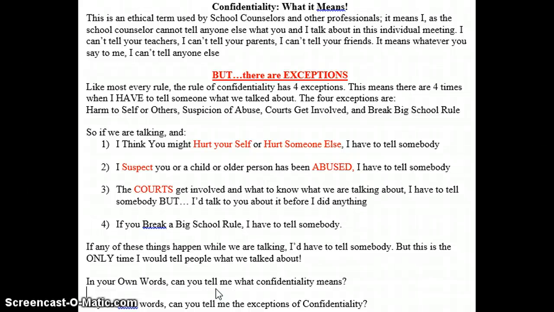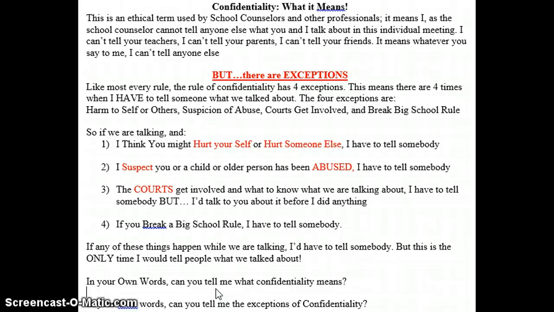The third exception is if the courts or if lawyers were to get involved, and in this instance, the courts would get involved or lawyers would get involved, and you would talk with your student first, and you and the student together would decide what you guys would share and what you would not share. The fourth exception is if the student breaks a big school rule, okay?